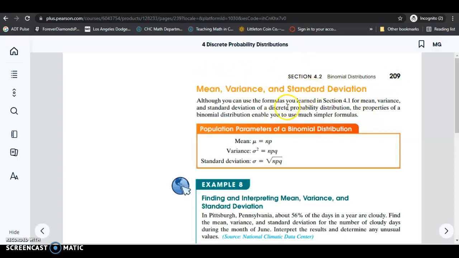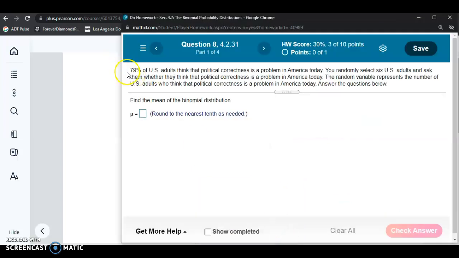So the formulas here on page 209 are for the binomial distribution, right? So this is the mean, variance, and standard deviation. So remember, n is the number of trials, and p is the probability of success, and q is the probability of failure. So to answer questions about the mean, variance, and standard deviation of a binomial distribution, you need to know the value of n, p, and q. So for this problem, okay, the probability of success is 79%.